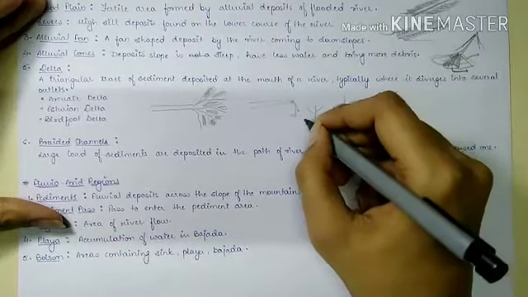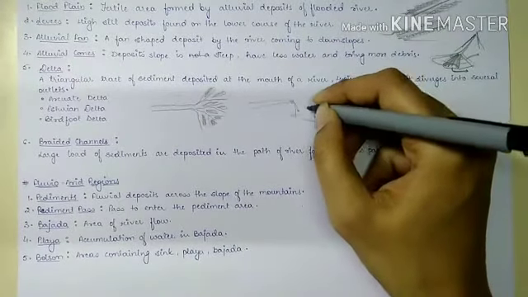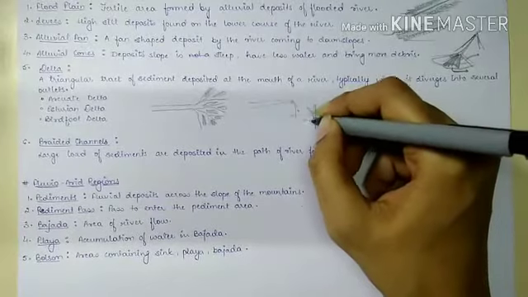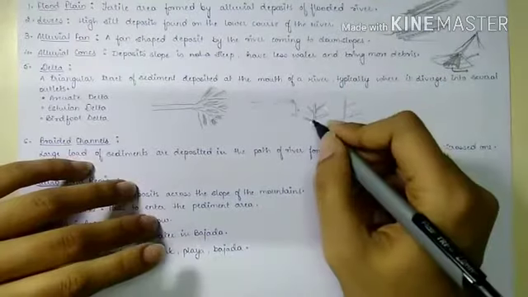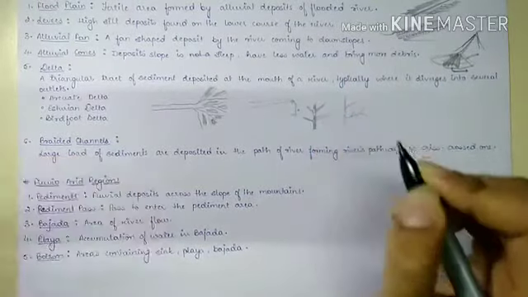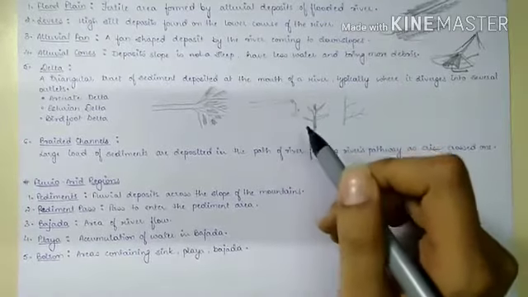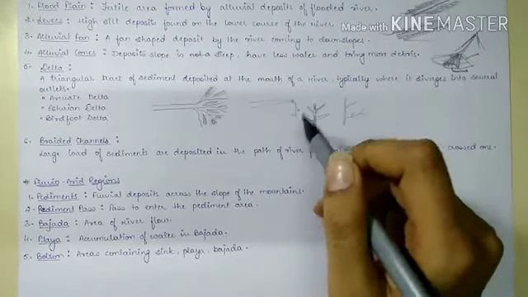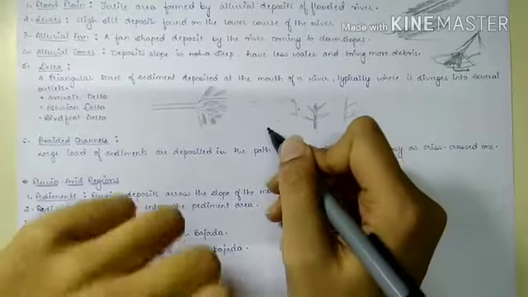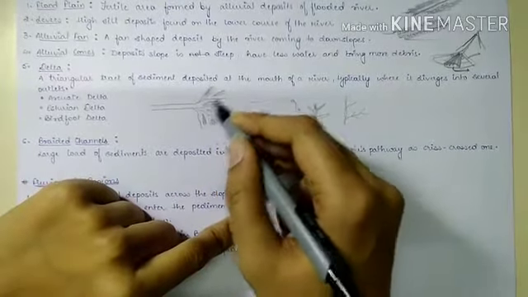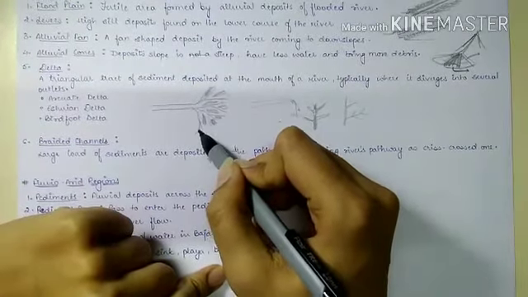A birdfoot delta is like this. It is not as big as an arcuate delta, but it has a branch-shaped structure which you can relate to a bird's foot. So these are birdfoot delta, arcuate delta, and estuarine delta. Basically, deltas are formed in areas where we have a calm sea. In areas with a very violent sea, the silts will be eroded away, so deltas will not be formed. For the formation of a delta we need a calm sea.